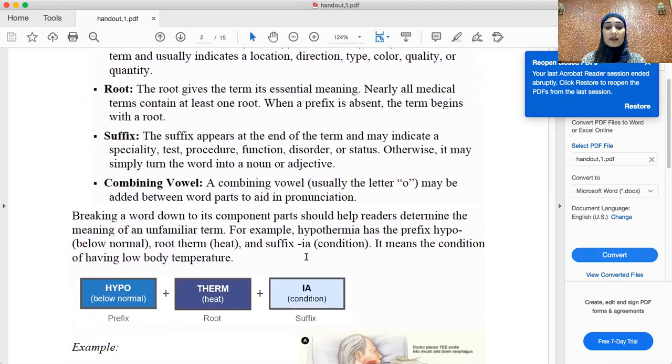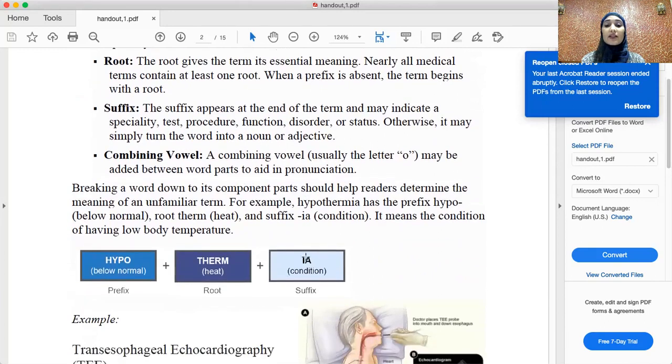The suffix appears at the end of the term and may indicate a specialty, test, procedure, function, disorder, or status. Otherwise, it may simply turn the word into a noun or adjective. We will have examples on all of this on the prefix, root, and suffix. These are just the definitions.